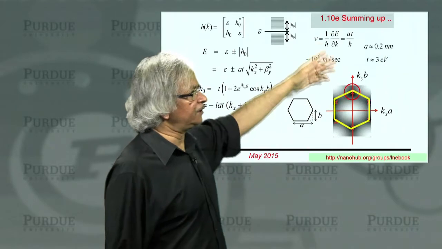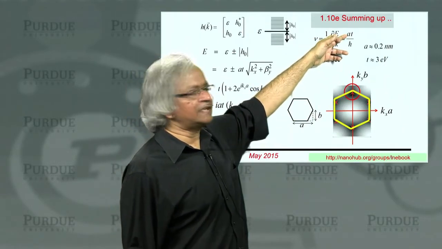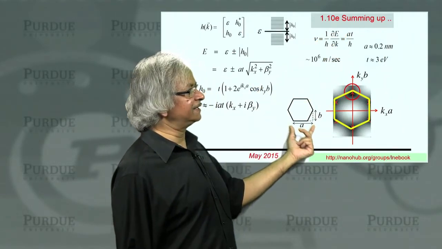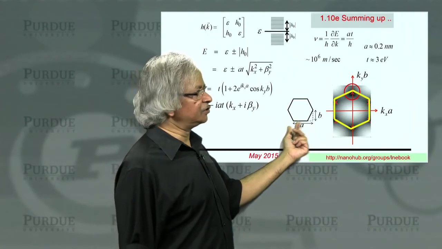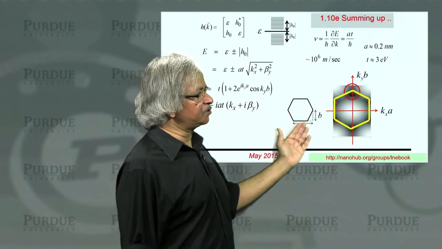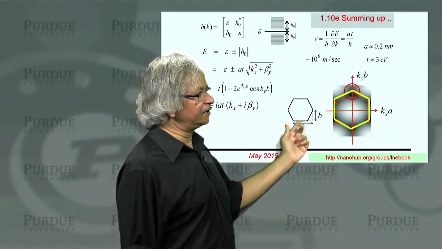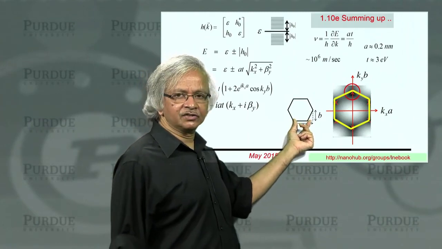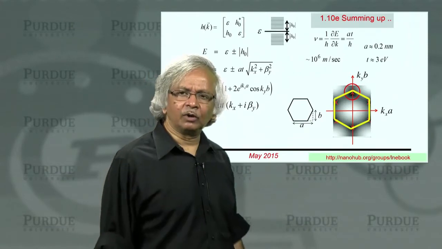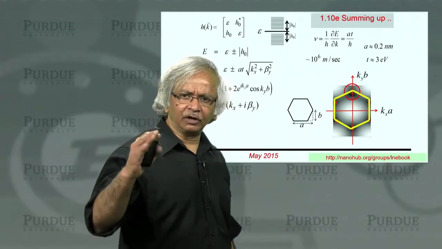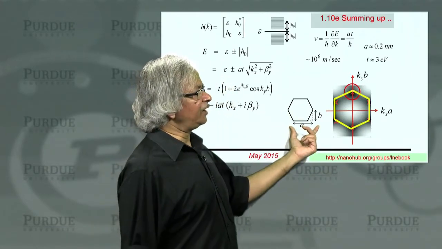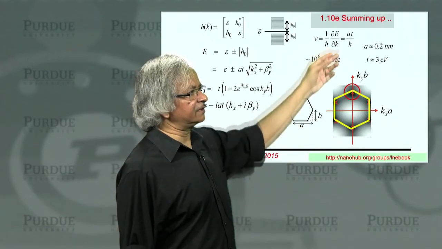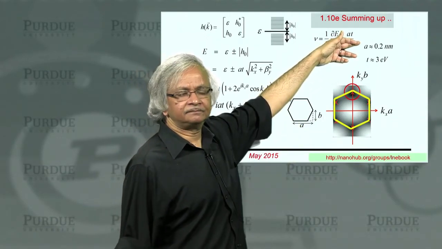Well, you can put in the values. A, that's very well known because that's basically this distance. As you know, this is the arrangement of atoms in graphene. So you have a carbon atom here and a carbon atom here. That bond length is known to be about 1.4 angstroms, 0.14 nanometers. And so A is like 1.5 times that. So that's 0.2 nanometers.